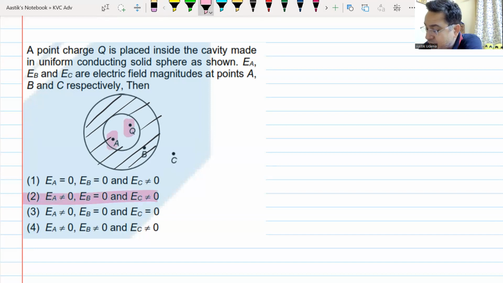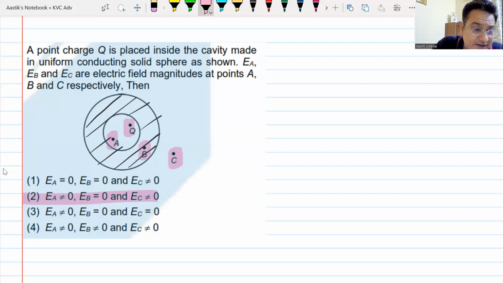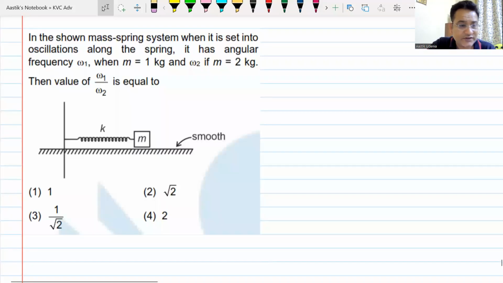At point A, charge Q will create an electric field. Point B is inside the material of the conductor. There cannot be any electric field. At point C, because of induced charges on the inner and the outer surface, there will be an electric field. So the correct answer is option B. At points A and C, the electric field is not zero. At point B, which is inside the material of the body, the electric field is always zero. Properties of a conductor.